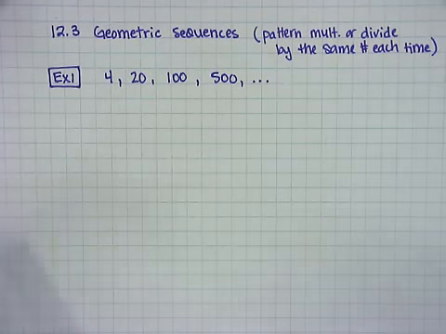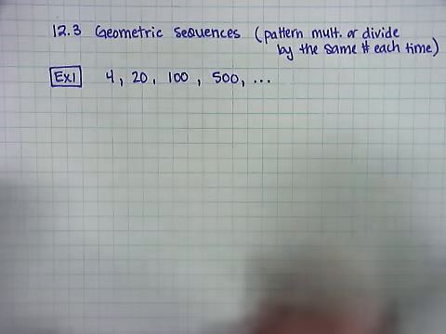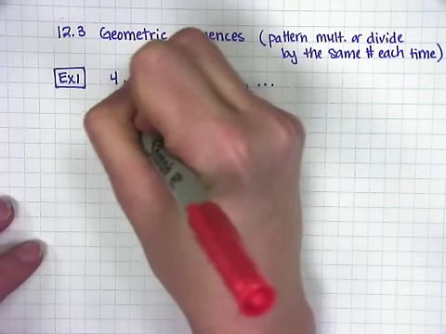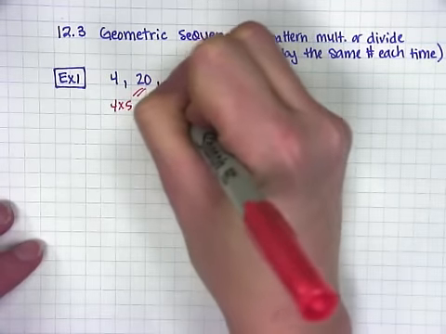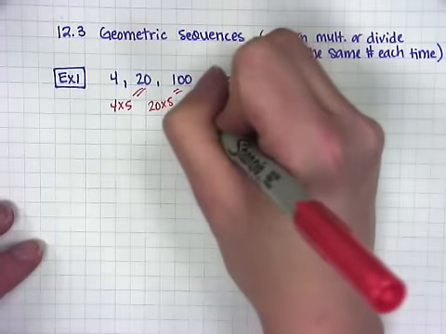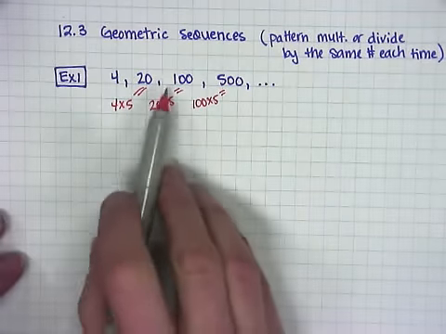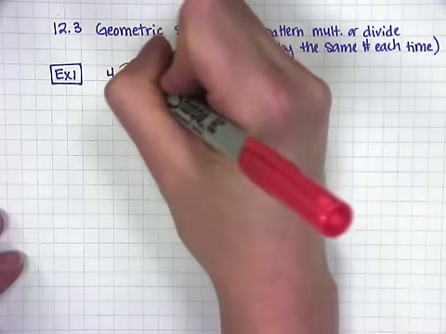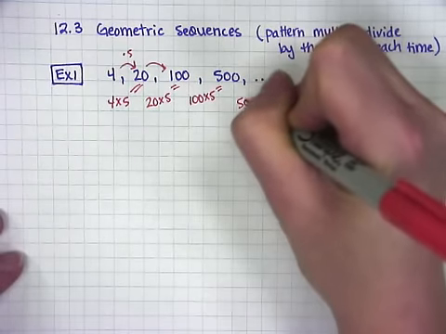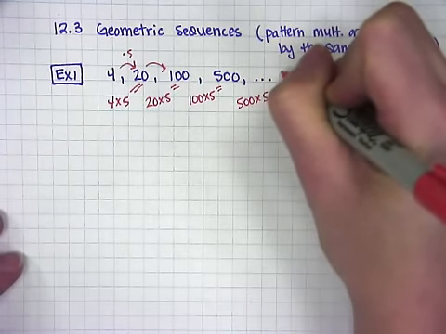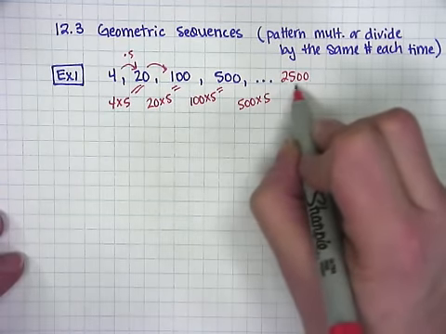So for instance, here, if I have the pattern 4, 20, 100, 500, then notice that 4 times 5 equals 20, and 20 times 5 equals 100, and 100 times 5 equals 500. So what we're doing every single time from one number to get to the next is we're multiplying by 5. So if I wanted to get my next term, I would take 500, multiply it by 5, and I would get 2500, because 5 times 5 is 25 with those 2 zeros. Okay.